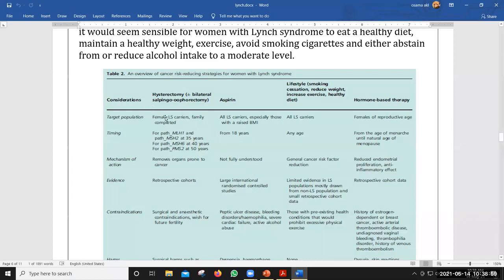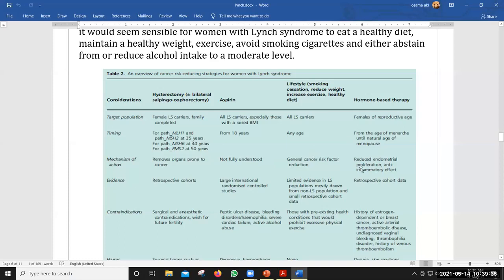The prophylactic surgery is generally at 40. But in PMS2, which has the least risk, we can start at age of 50. Why? Because it is the least related to endometrial and ovarian cancer. So you can start at age of 50. MLH1 and MSH2 are the worst, as we saw in the table of the risk of cancer. So we can start early at age of 35. So MLH1, MSH2, 35. MSH6, 40. PMS2, the least risk, you can start at age of 50 years old.